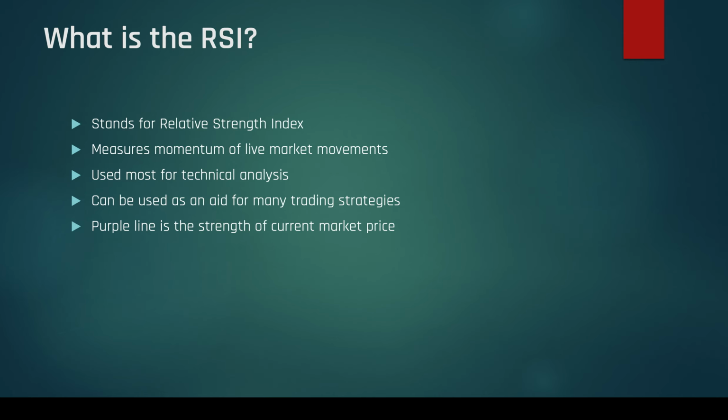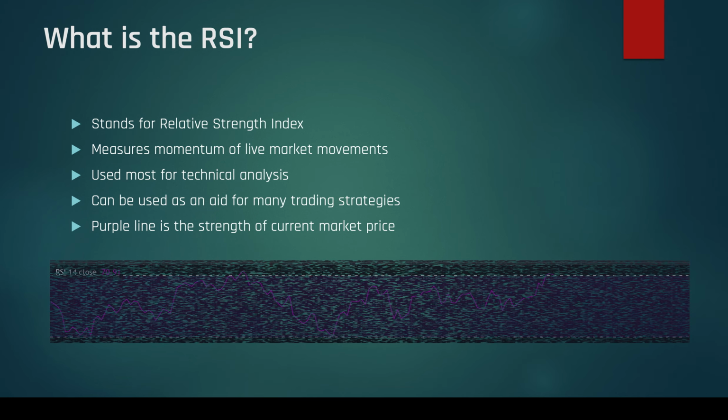So what is the RSI? It simply stands for Relative Strength Index, and it measures momentum of live market movements. It's used most for technical analysis and can be used as an aid for many trading strategies. Mainly the RSI is used for directional biases. So if you're setting up for sell trades, you want to get confirmation from the RSI. If you're setting up for buy trades, you want to get confirmation from the RSI. And I'll take you through what exactly traders will look for in that instance.